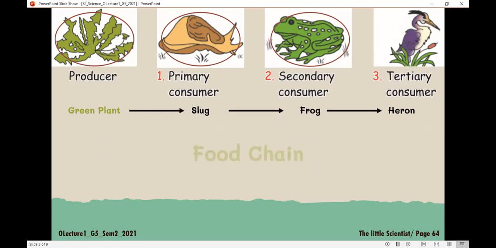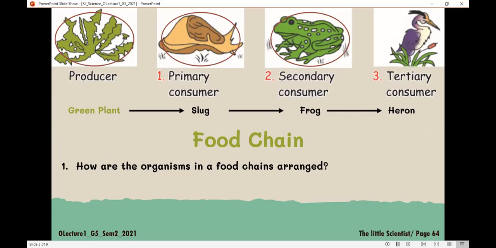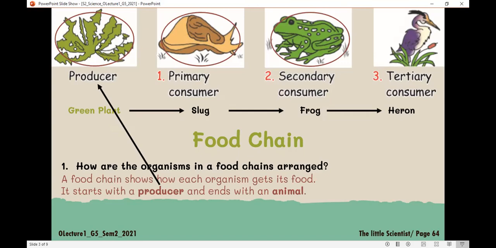What do we call it? Food chain. This is a food chain, and organisms are arranged in order in this food chain. All food chains must start with a producer. Here is the producer, which is the green plant. All food chains end with an animal. The first element, the plant, is eaten by a herbivorous animal. Then the herbivorous animal is eaten by a carnivorous animal. A food chain can be composed of 3 elements, 4, 5, 6.